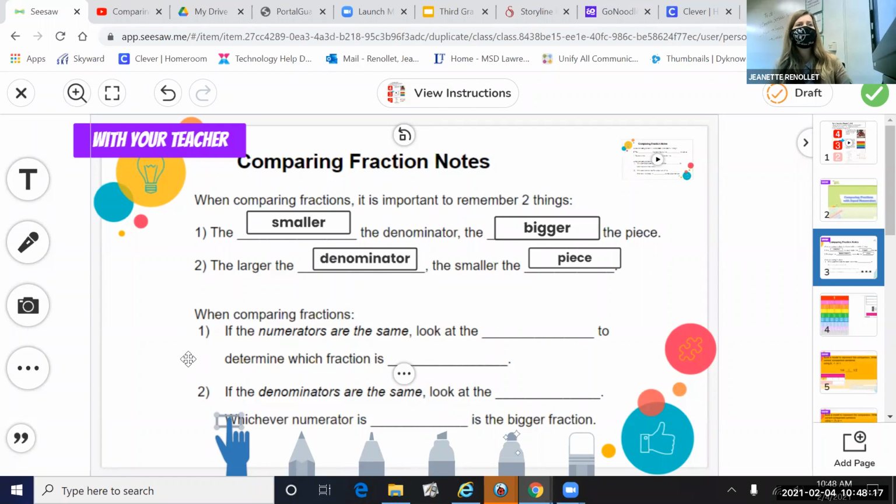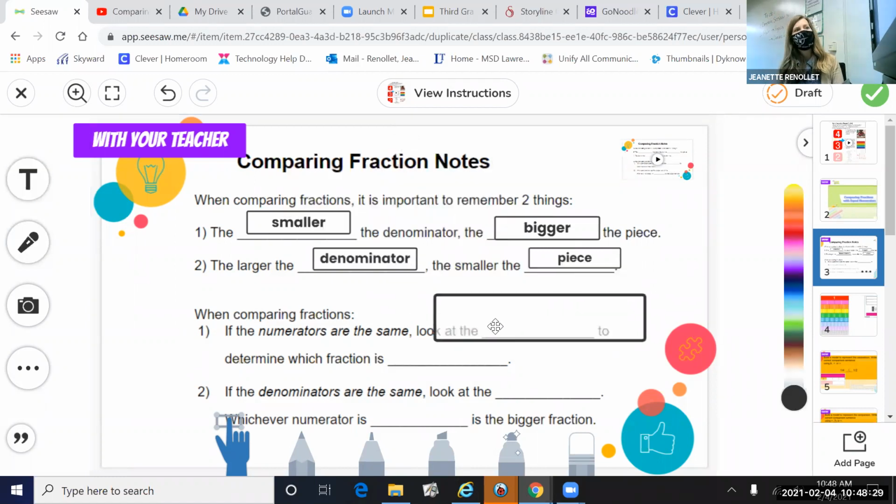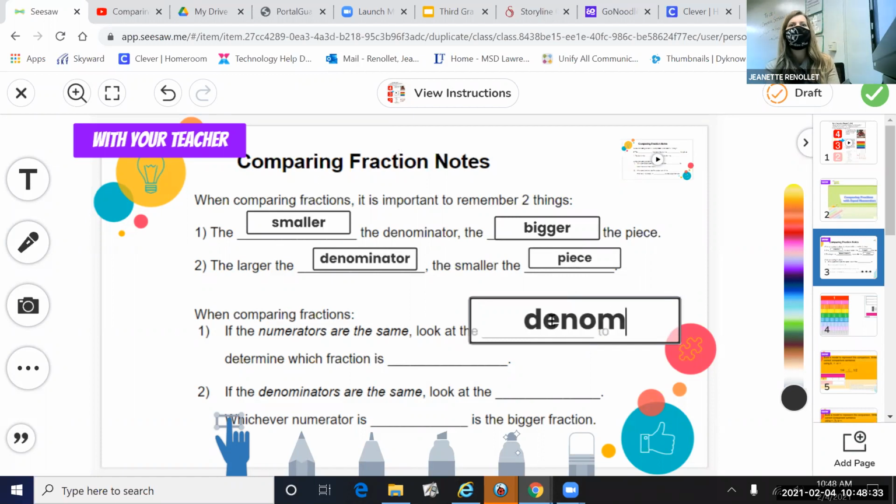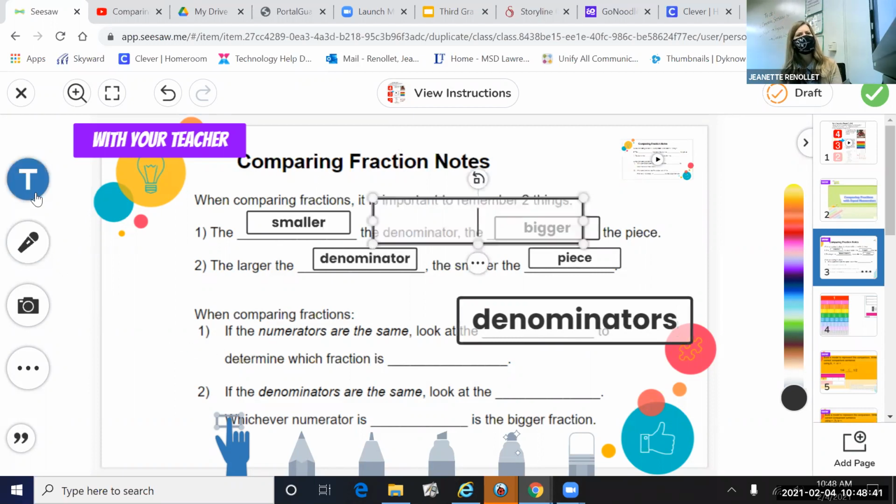Number 1, if the numerators are the same, look at the denominator to determine which fraction is bigger. We're going to type those in together. Look at the denominators to determine which fraction is bigger.